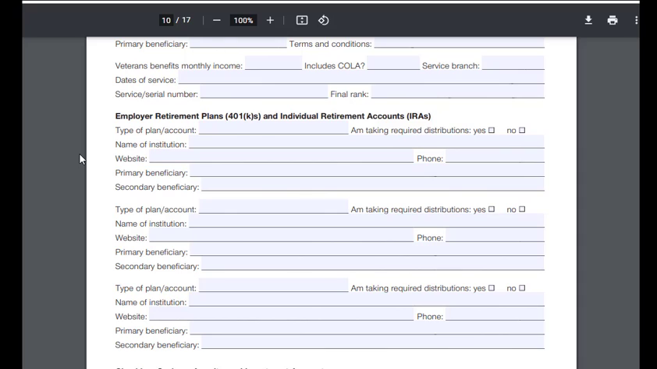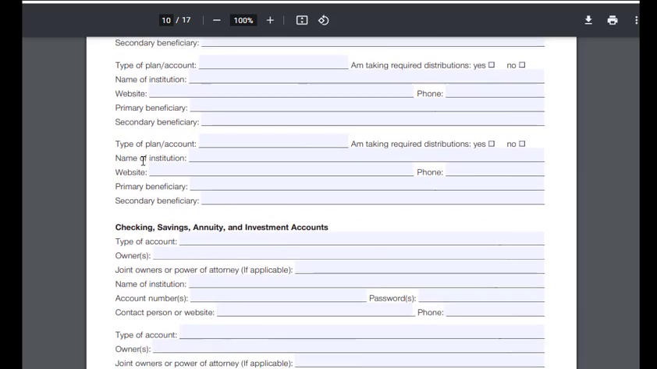I know this is so boring, but just hang with me so that you get a great idea of how inclusive this is, and it's free. You don't have to pay for it. There's also the employer retirement plans, 401k, and any IRAs. So this is great to have.